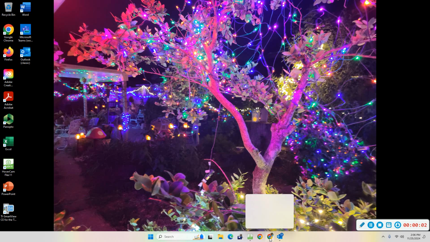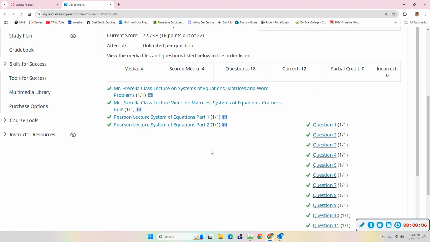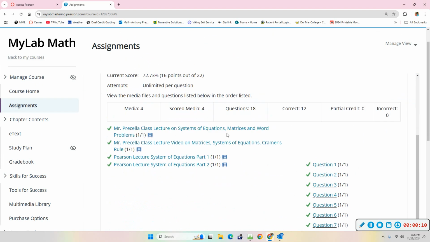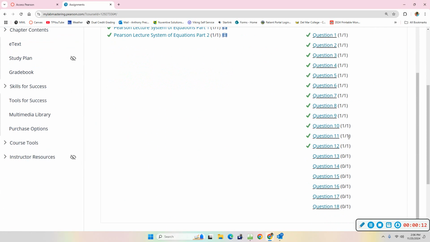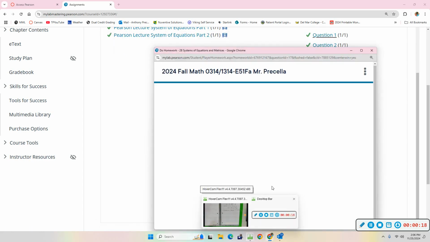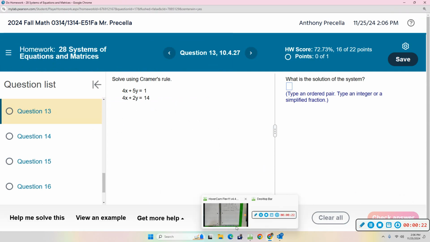Where is... there it is. And we are working on, remember we were looking at systems of equations and matrices. We were ready to begin our discussion on Cramer's rule, and I need to do a little writing for that before. So let me get to my paper.